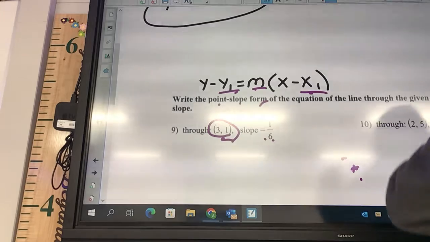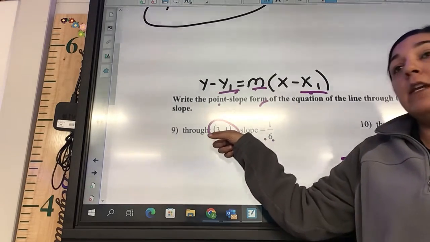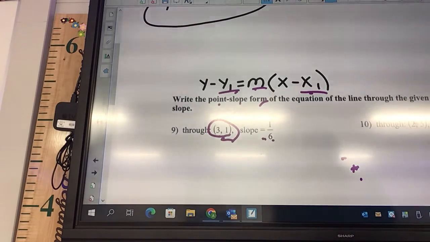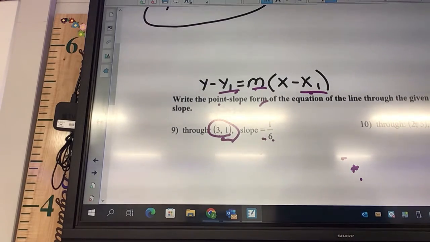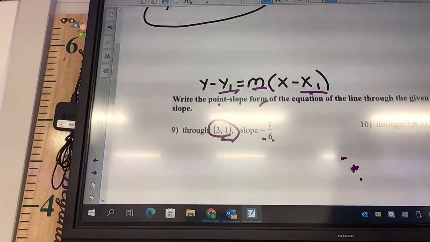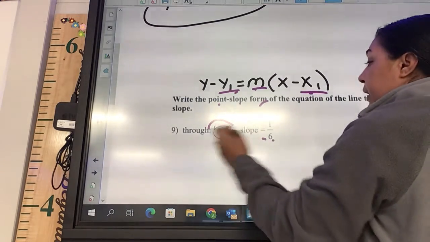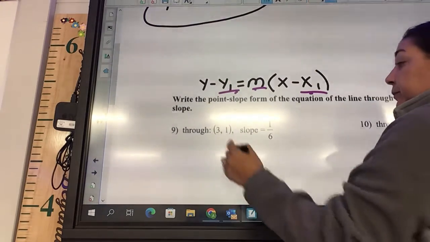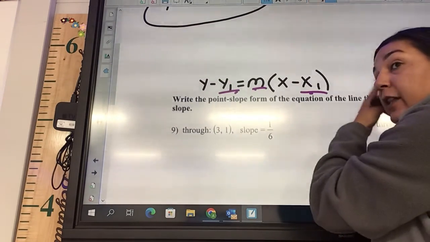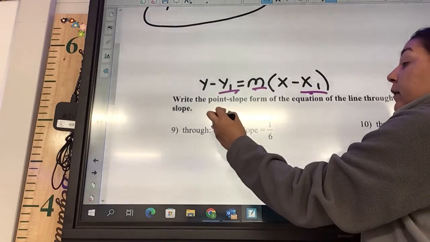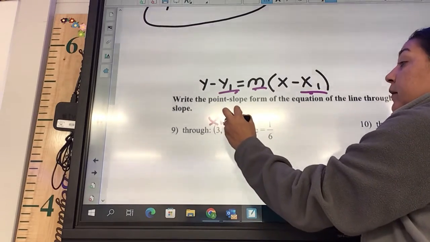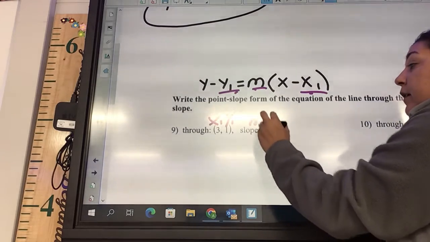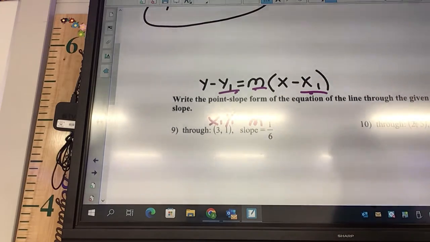So in order for you to use point slope, it should be set up like this: a point and a slope. Slope-intercept has a slope and an intercept. Point slope has a point and a slope. So we can label a point. How do you label a point? We did it on the first page. How do we label this? X1, Y1. What letter do we use for slope? M.